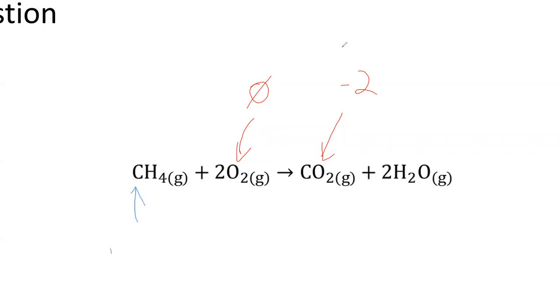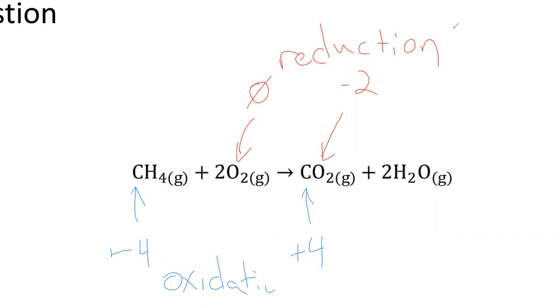And carbon went from a minus four to a plus four. So what's oxidized and what's reduced? What gained electrons? Oxygen gained electrons. So that's our reduction. Carbon went from minus four to a plus four, so it lost electrons. So that's our oxidation.